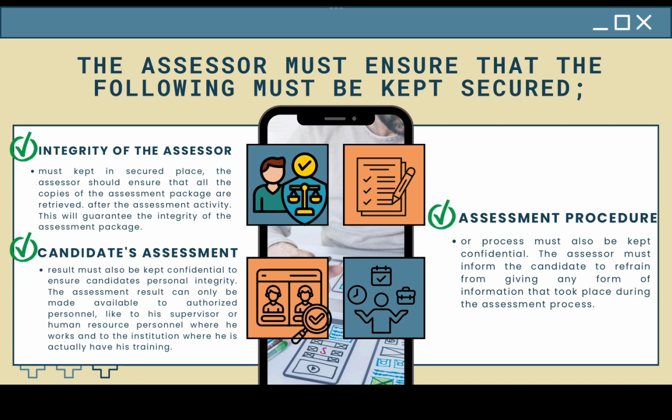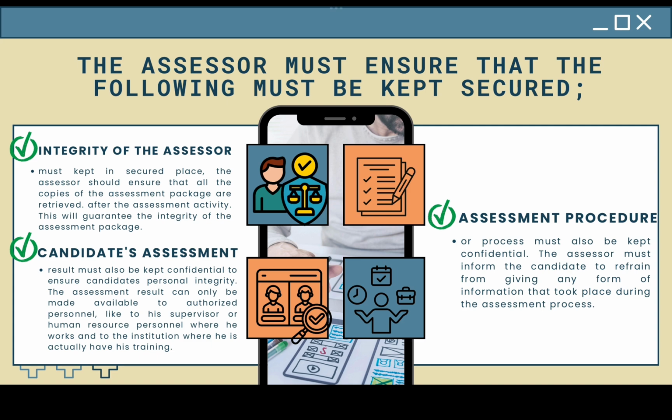Next, we have candidates assessment. Result must also be kept confidential to ensure candidates' personal integrity. The assessment result can only be made available to authorized personnel like his supervisor or human resource personnel where he works and to the institution where he actually has his training. So dito sa candidates assessment, as I've said kanina, lahat ng info na nakuha natin sa mga candidates is confidential but pwede siyang i-share sa mga authorized personnel like for example is HR or supervisor.